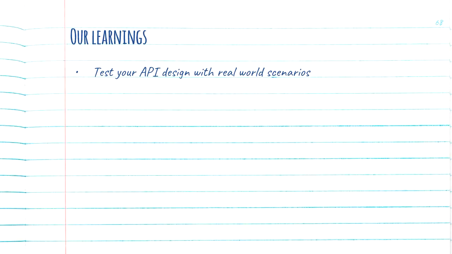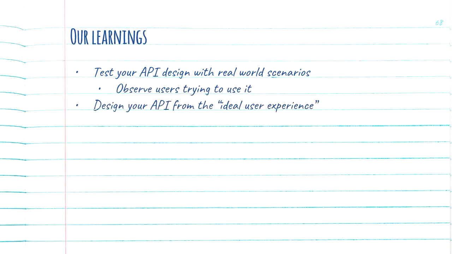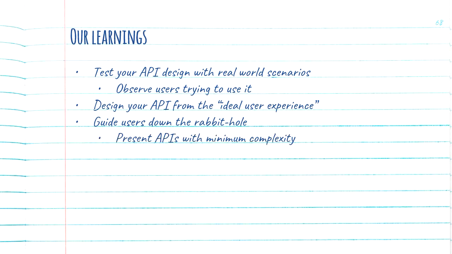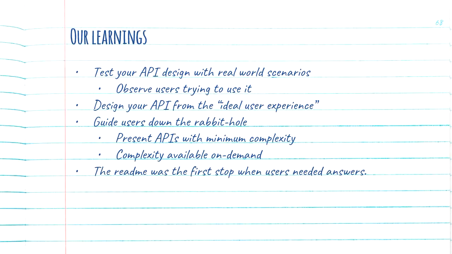Okay, so going over our learnings. Test your API with real-world scenarios. Observe users trying to use it, and design your API from an ideal user experience. So start by writing the code that your user has to write and optimize for that so that your user doesn't have to write endless string manipulation, URL manipulation, and then write all the tests that go with that. Start with a minimal API experience that gives them what they need to know right now to get started, and then introduce complexity on demand. README, once again, your first stop. Make sure it is complete with everything your users need to know to get started.